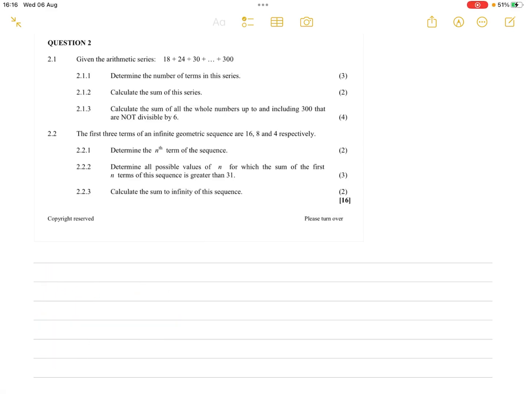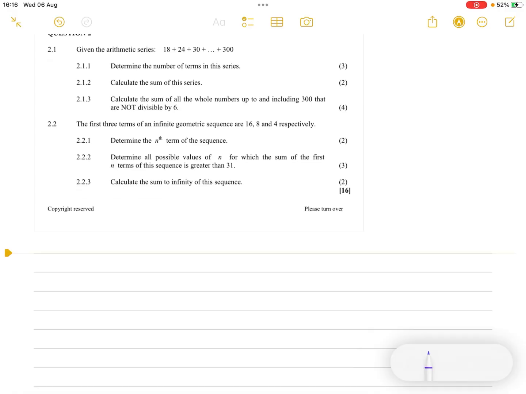We are now doing question 2 of the 20. Let us start doing question 2, and we have 2.1, which says we are given an arithmetic series. The series is 18 plus 24 plus 30 plus up to 300.